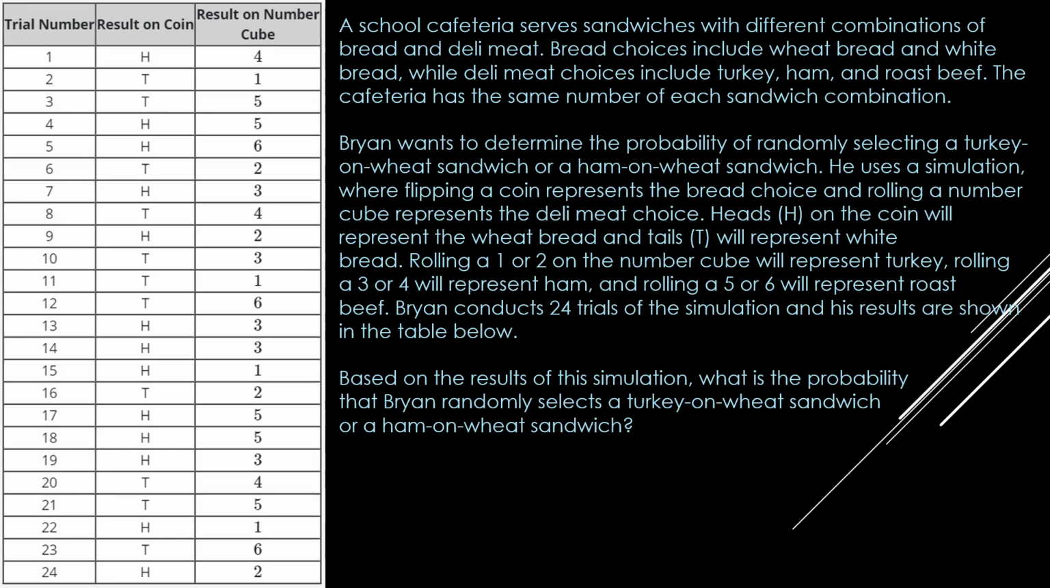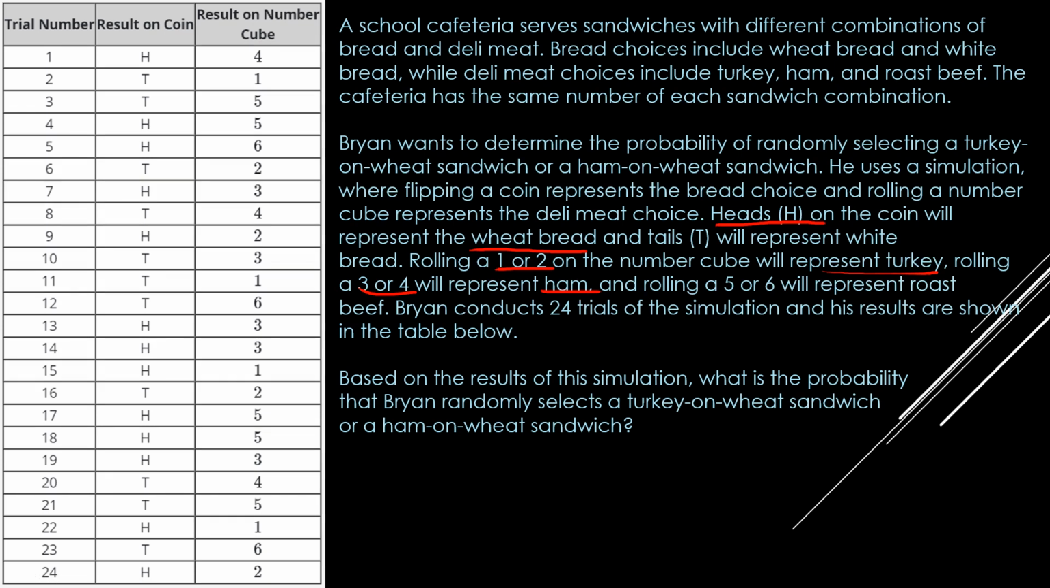Brian wants to determine the probability of randomly selecting a turkey on wheat sandwich or a ham on wheat sandwich. He uses a simulation where flipping a coin represents the bread choice and rolling a number represents the deli meat. If he flips a heads, that will represent wheat bread. Tails will represent white bread. Rolling a 1 or 2 will represent turkey, and rolling a 3 or 4 will represent ham. And this trial was conducted 24 times.